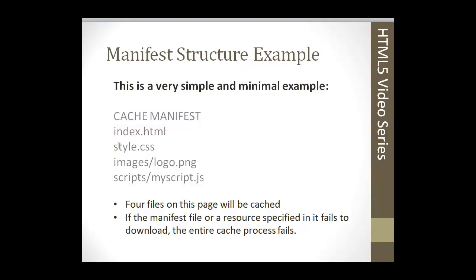You need that. And for this actual example, what we're doing is we're caching the index page along with the style page, so that we can see style when we look at the page. If we didn't include the CSS file, we would only see just the HTML on a white page. So you want to cache the style file and the logo, if you want your logo to show, and then any JavaScripts. And if the manifest file fails, then the entire cache process fails. So if you're going to do this, make sure your manifests are in order and structured correctly.